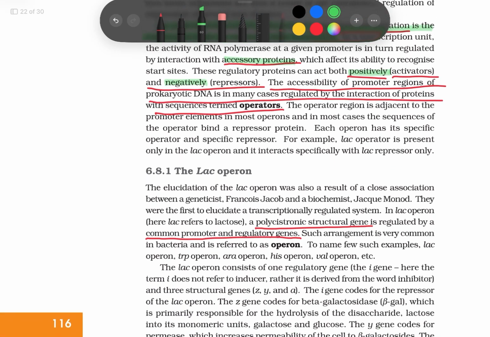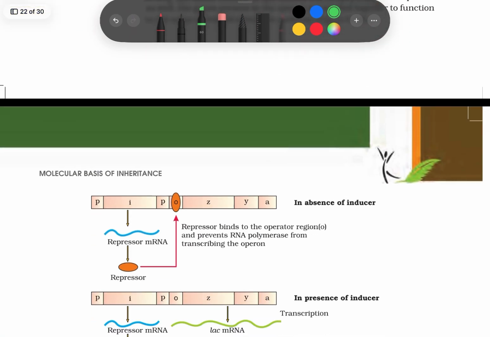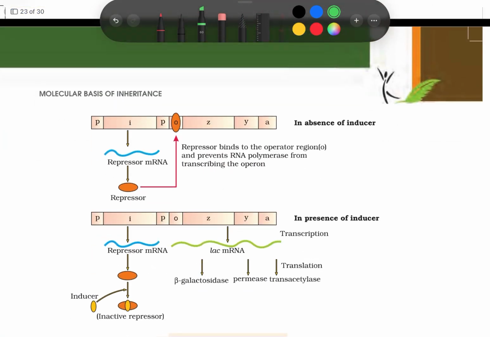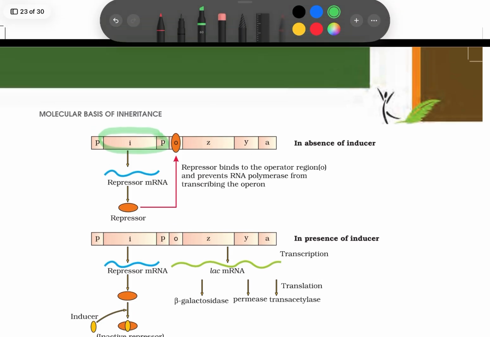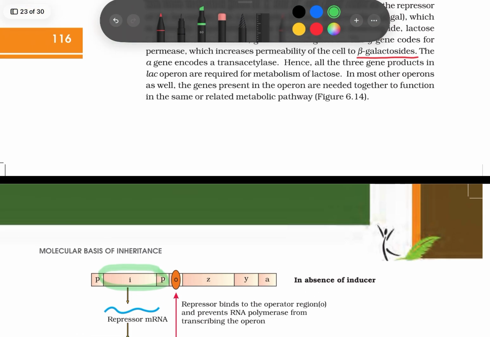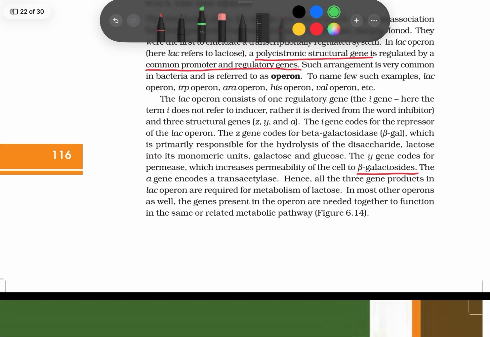Here there is a statement. The accessibility of the promoter regions of prokaryotic DNA is, in many cases, regulated by the interaction of proteins with sequences termed operators. If you see this promoter and operator, this promoter has to accept RNA polymerase. The accessibility of that promoter to accept the RNA polymerase is based on the interaction with the operator. So the operator is deciding the promoter's capacity to accept the RNA polymerase enzyme.